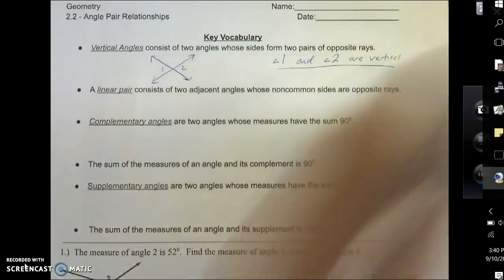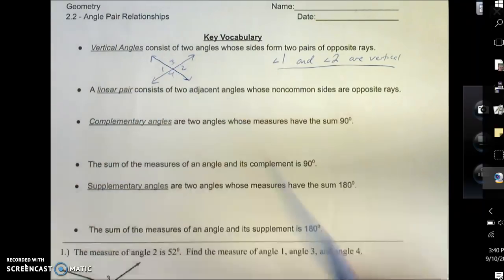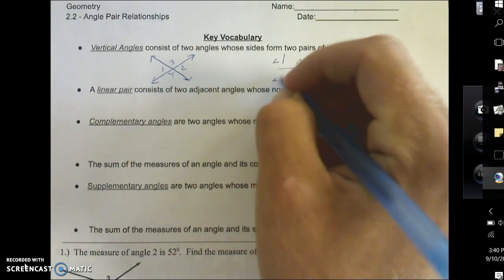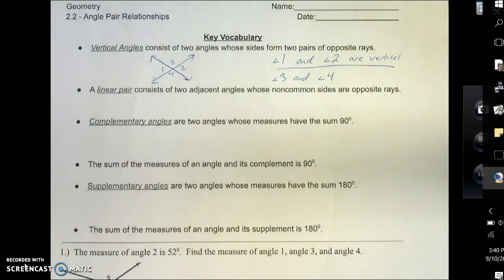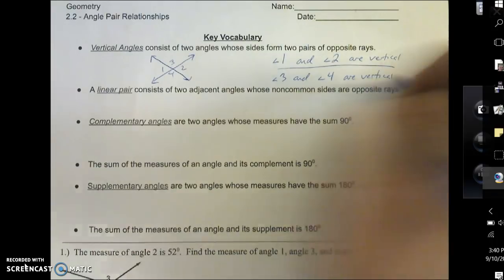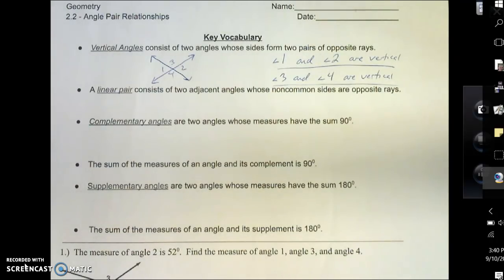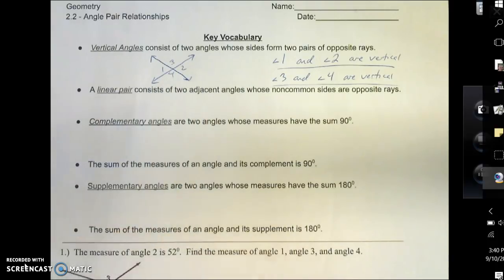Okay? Now, you also have another set. If I was to put a 3 and a 4 here, I could say that angle 3 and angle 4 are vertical as well. We're going to find out something kind of interesting about vertical angles, and that is that they're going to be congruent. So that means whatever this is going to be the same across each other.